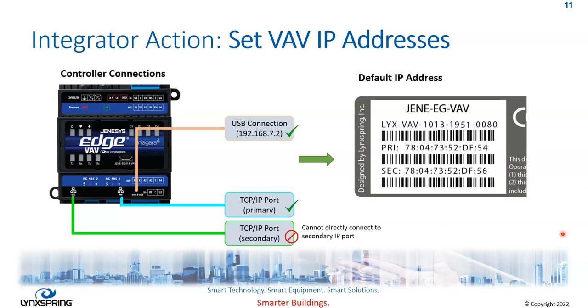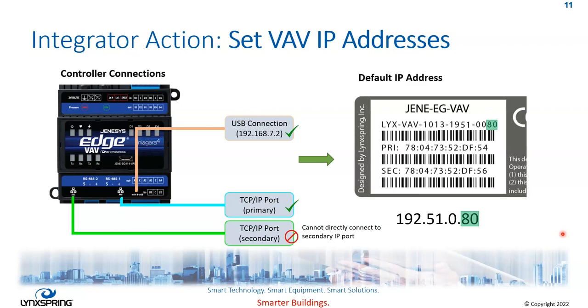However, let's talk about how we determine the default IP address of the JENEsys. It is not the last digit of the serial number of your VAV or the host ID. It's actually the last 6 digits. So it's going to be 192.xx.xx.xx, where the X's are the last 6 digits of the serial number of the VAV controller. The serial number can be found on the back of the controller, and in this example it is going to be 192.51.0.80.